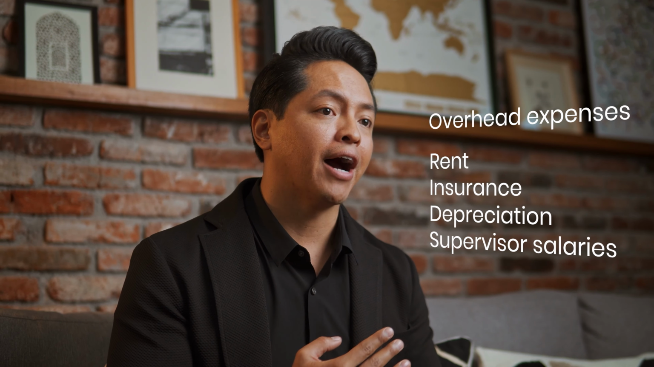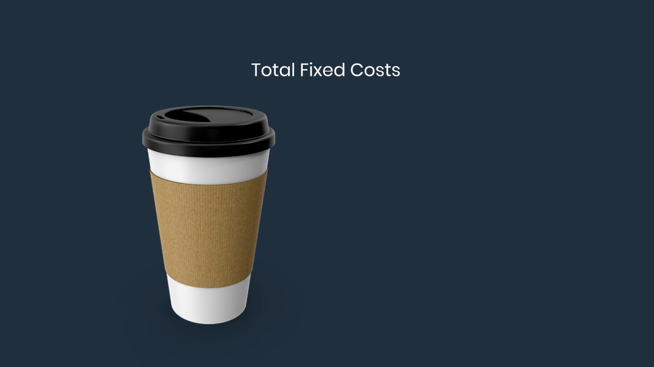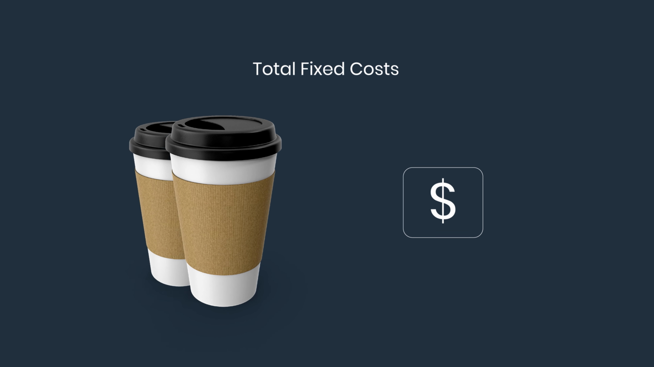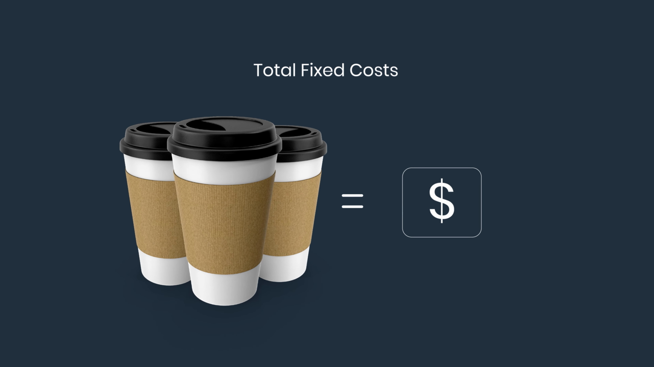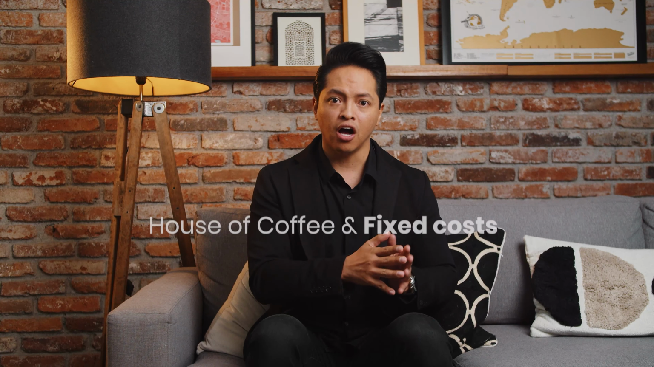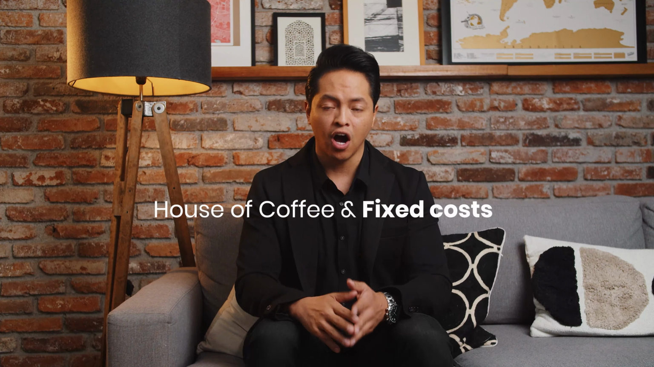Fixed costs are usually overhead like rent, insurance, depreciation, and supervisor salaries. These costs are unrelated to the volume of sales and are incurred regardless of the amount of products or services that are produced or sold. Total fixed costs are constant regardless of the sales volume within a relevant range. When sales volume increases, total fixed cost stays constant. So let's look at fixed costs in relation to House of Coffee.